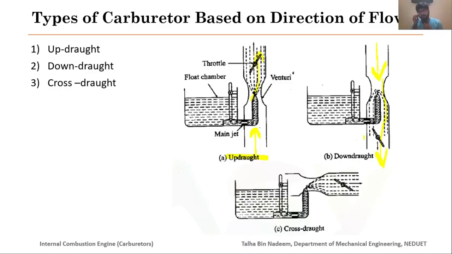And then we have this cross-draught carburetor. Here you can see air is traveling from left side to right side and it is taking fuel along with it. So we basically get the advantage that lesser pressure drops occur in the cross-draught, and that is the advantage of the cross-draught carburetors.